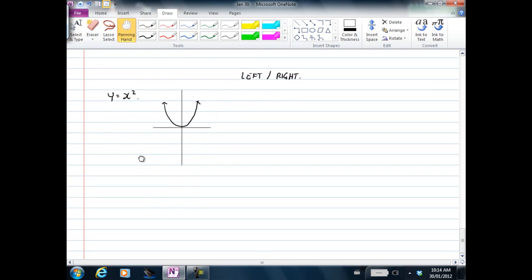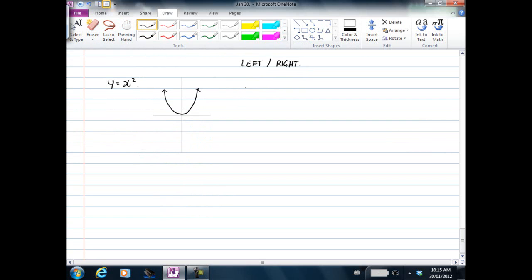What if I give you this? Y equals x squared plus 4. Draw a quick sketch for me, please. X squared plus 4. We know that plus 4 moves the graph up. Does it really matter where the numbers are? No, not really. Okay. Easy.